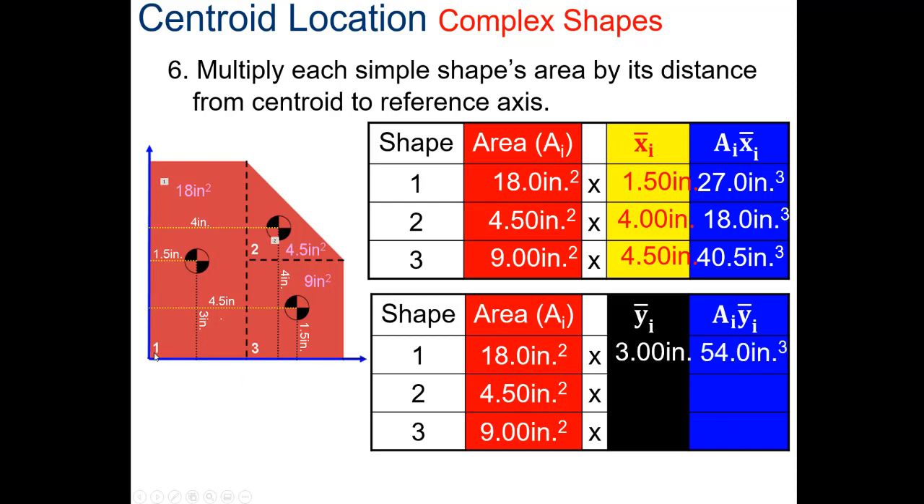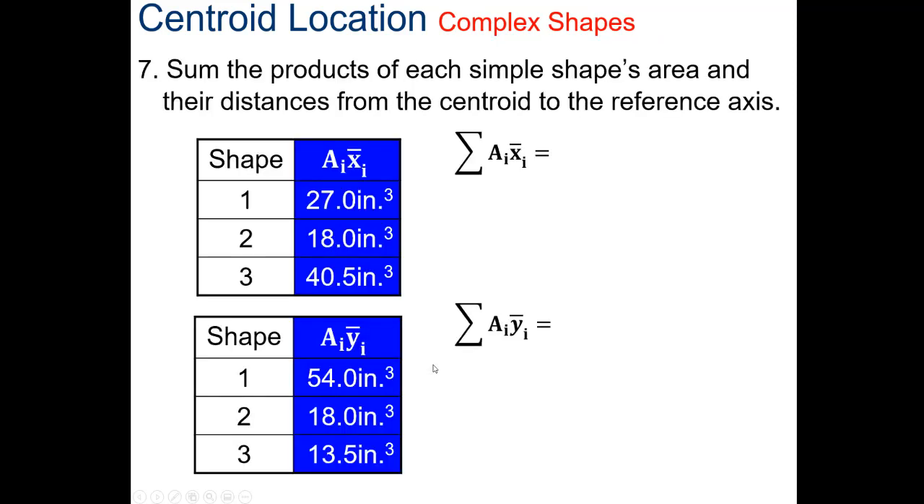No, shape 2, I had to go over 4.5, I'm sorry, over 4, and then I have to go up. So I go up 3 plus 1, so 4. And then shape 3, I have to go up 1.5. Okay. So this is where it gets really not that complicated, right?